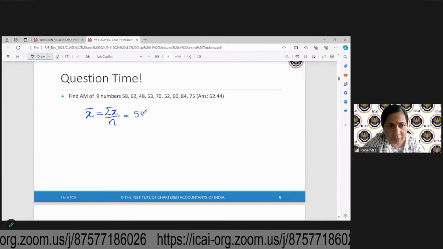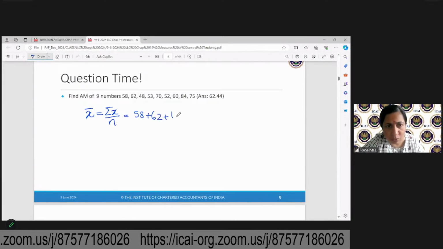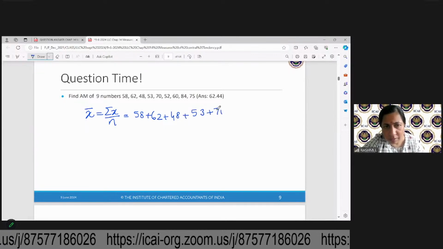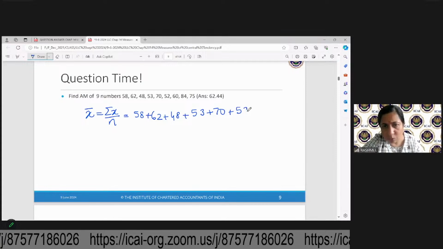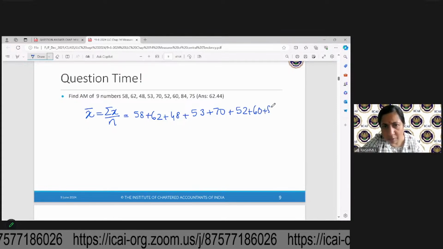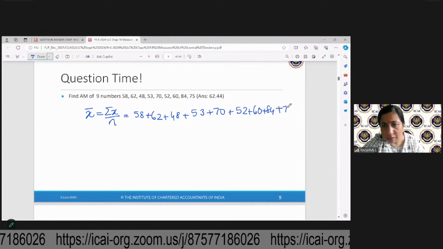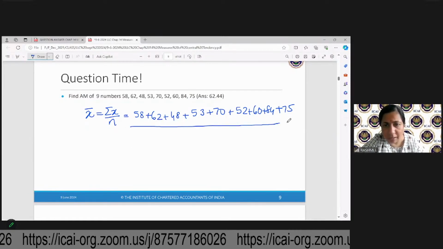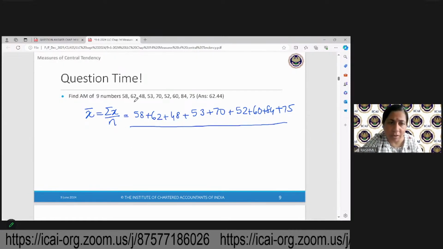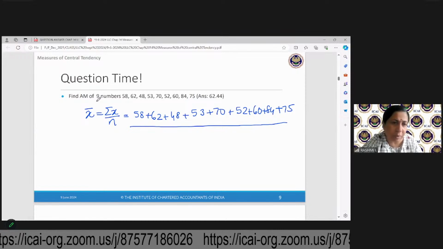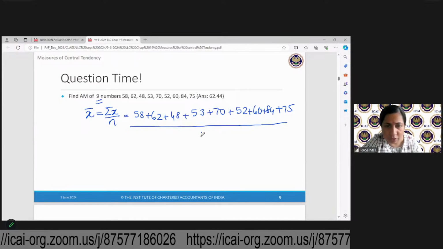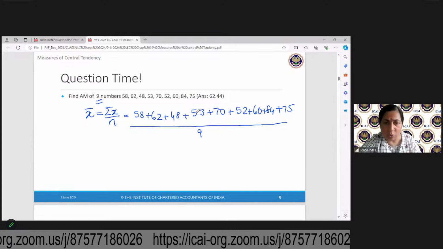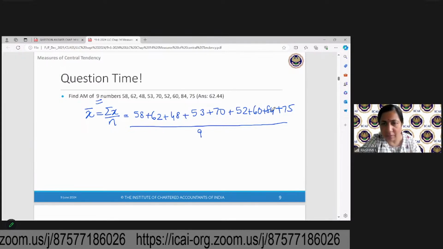I will write 58 plus 62 plus 48 plus 53 plus 70 plus 52 plus 60 plus 84 plus 75. And the whole thing will be divided by n. What is n? Is the number of numbers. So find the arithmetic mean of 9 numbers. Okay. So I write 9 and I will cross check whether I have written 9 numbers or not. 1, 2, 3, 4, 5, 6, 7, 8, 9.